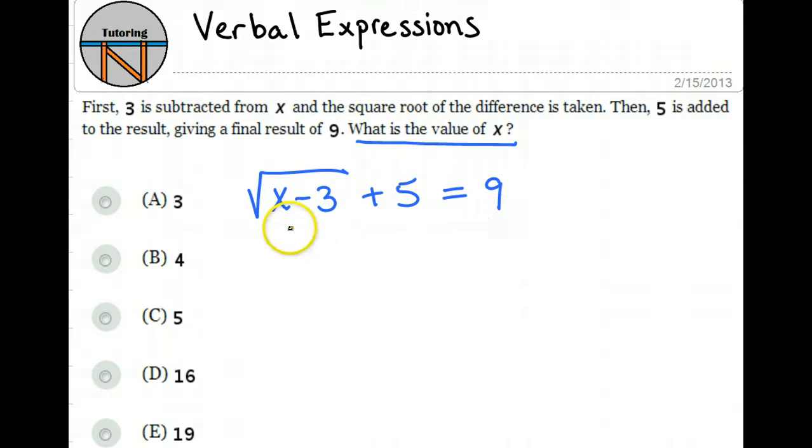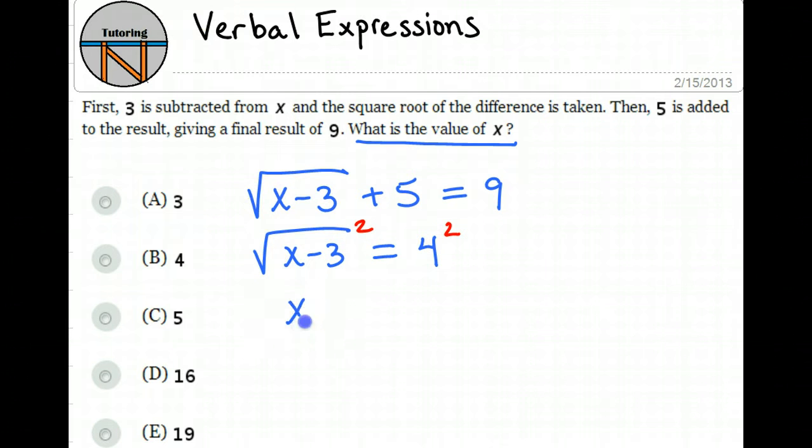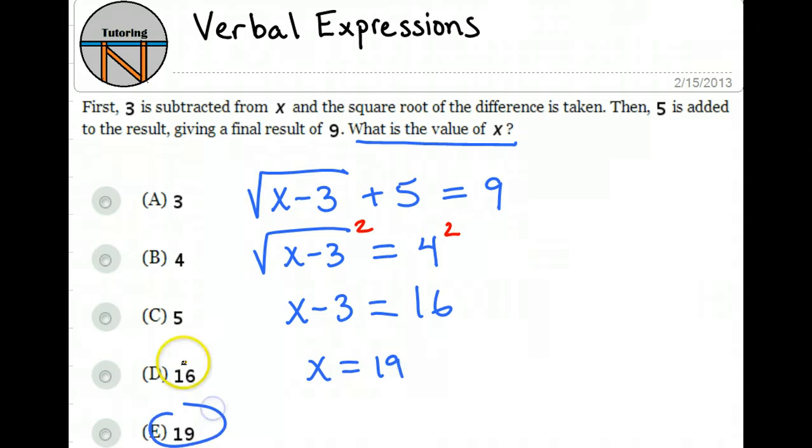Now, the task at hand is to solve a square root equation. The way we're going to do that is by isolating the square root. So subtract 5 from both sides. This would equal 4. Then we need to square both sides. And that would give us x minus 3 equals 16. And then simply add 3 to both sides, giving us a final value of x of 19.